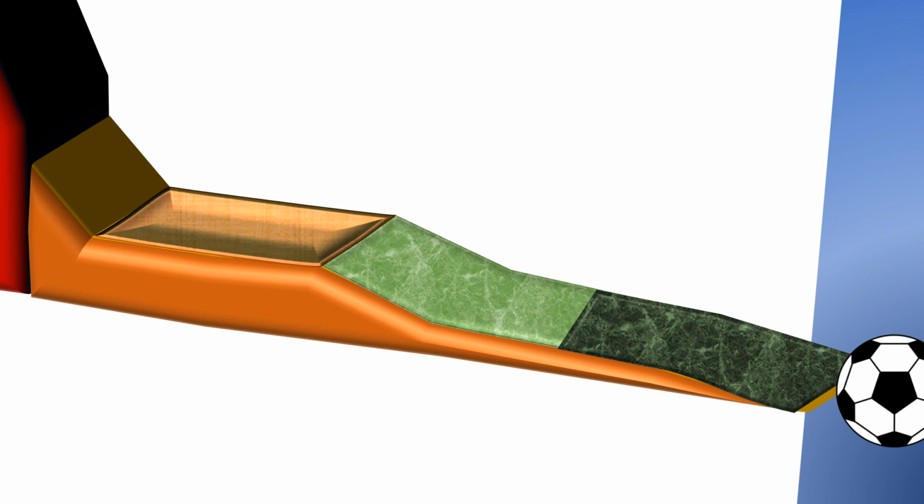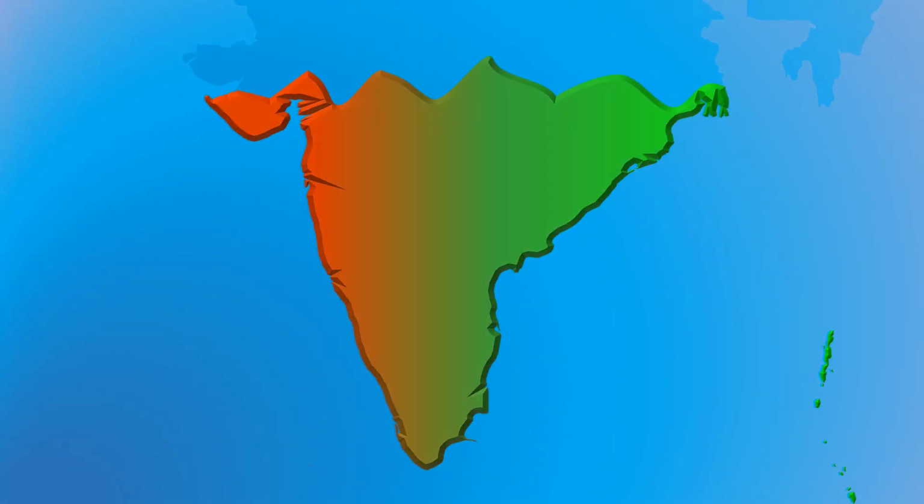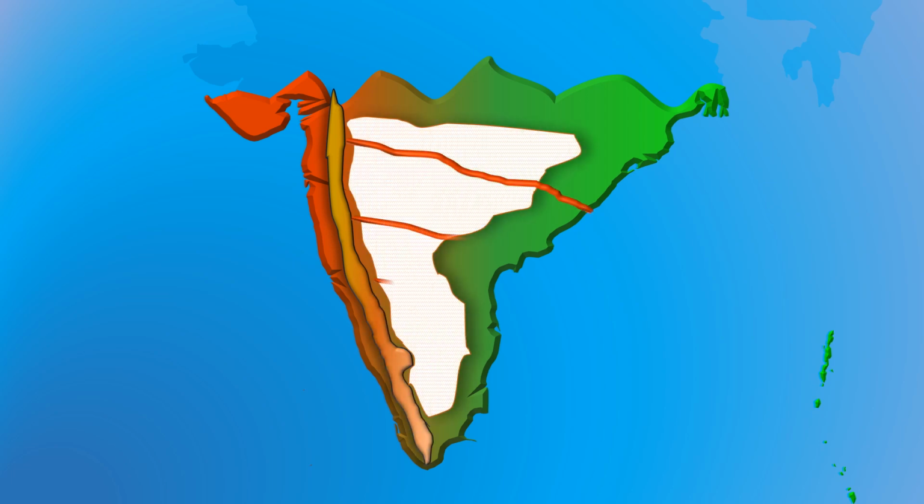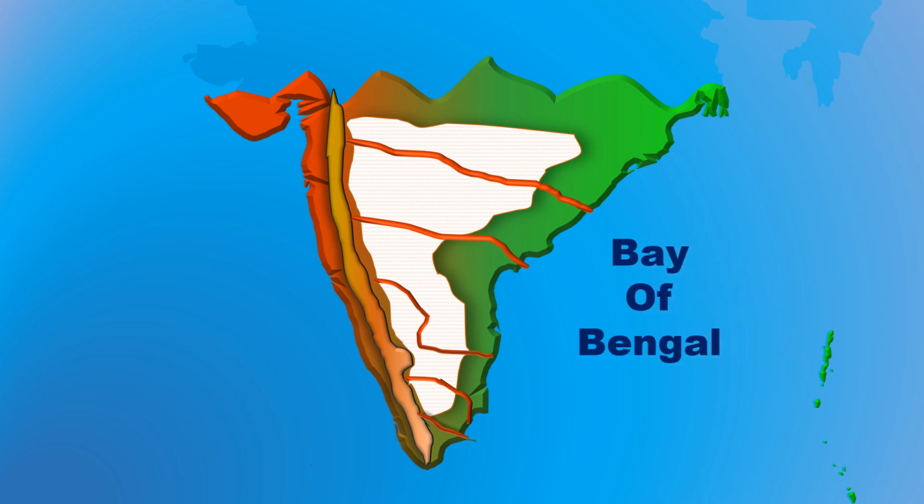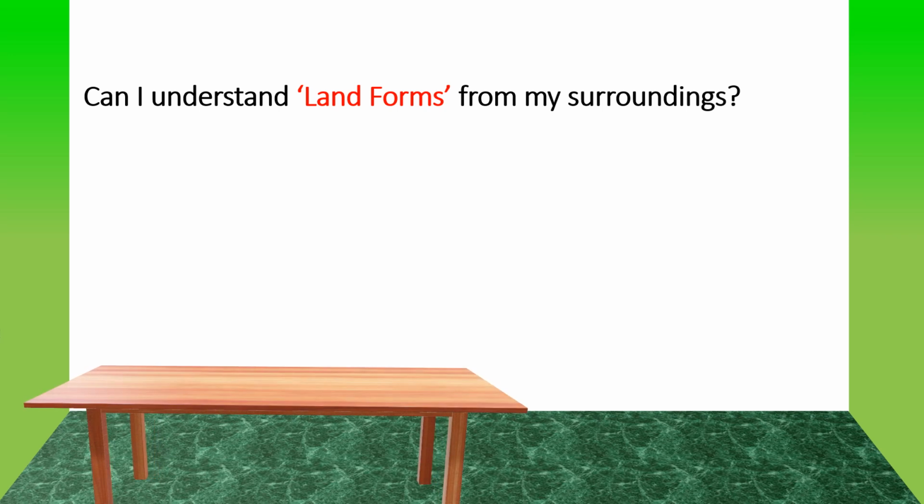That is why not only in Tamil Nadu, but in the whole of peninsular India, the rivers that originate from the Western Ghats always flow east over the Deccan Plateau and drain into the Bay of Bengal. From my surroundings, how can I understand these landforms better?